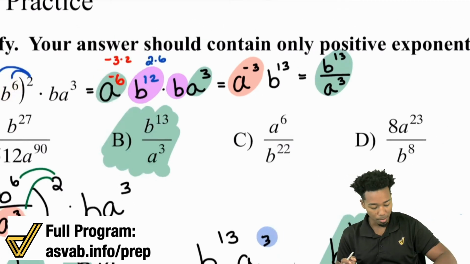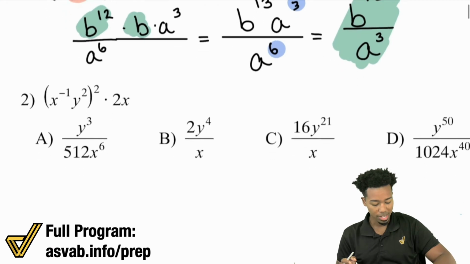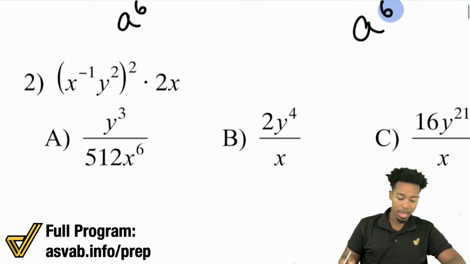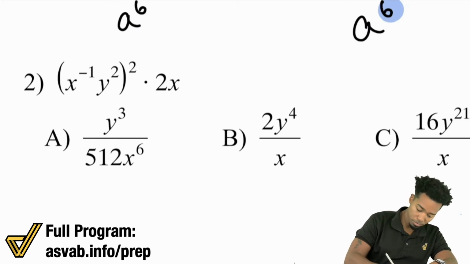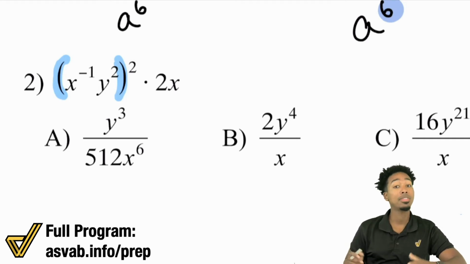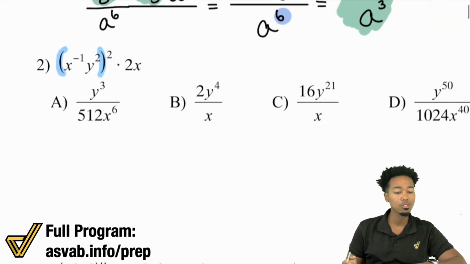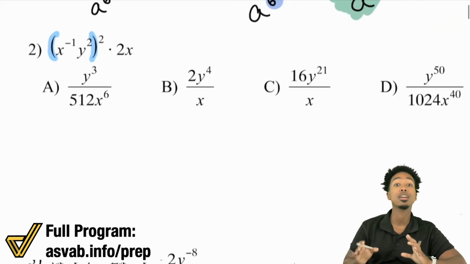So let's get into problem number 2 here. I want to try this next one out. So here we have x to the power of negative 1 y squared, all of that in a group to the power of 2. And then after that, you multiply by 2x. So there's a lot going on, seemingly, right? It feels like there's a lot going on, but it's actually, again, very doable.